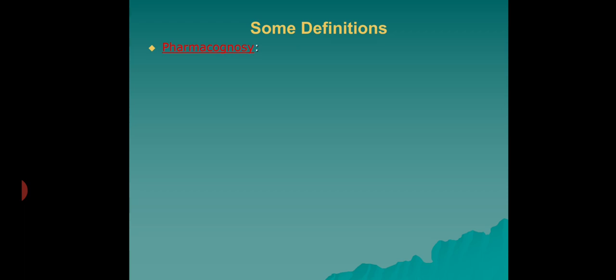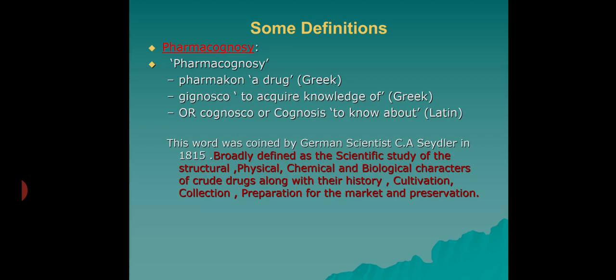What is pharmacognosy? Pharmacognosy is two words merged. Pharmakon means a drug. This word is derived from the Greek language. Gignosko, to acquire knowledge of. This word also comes from Greek. So, pharmakon means a drug. Gignosko means to acquire knowledge. Acquiring knowledge about drugs is called pharmacognosy.